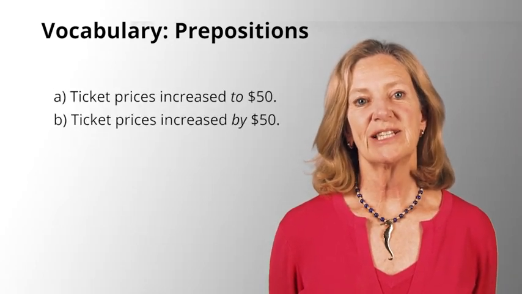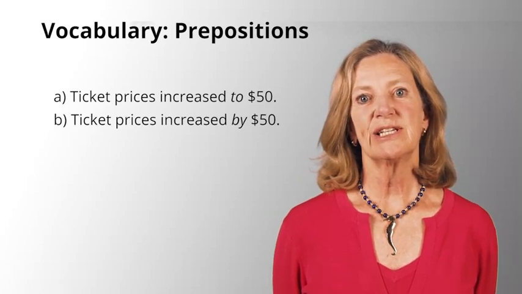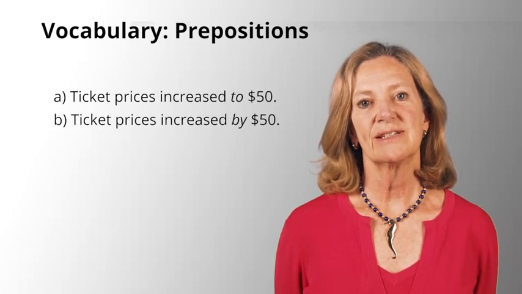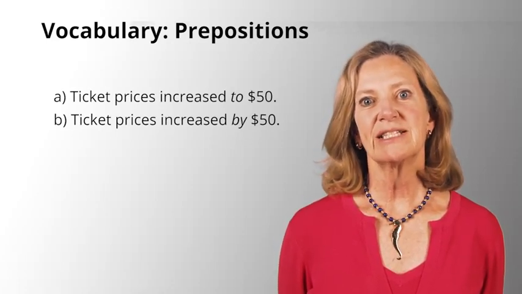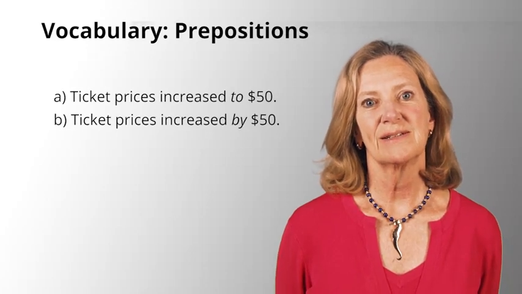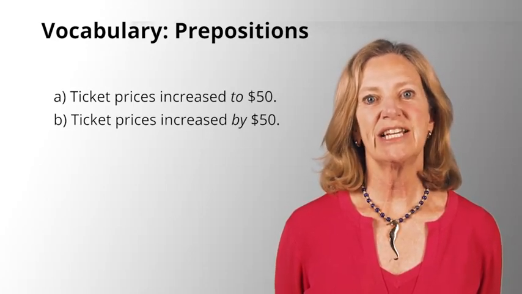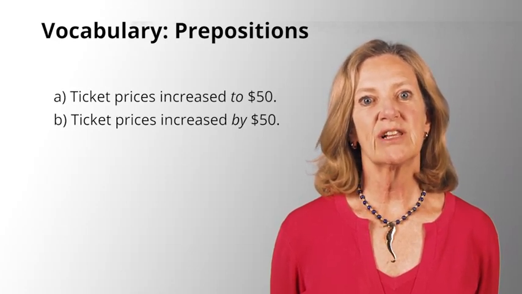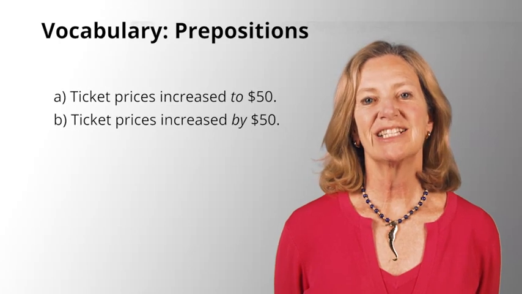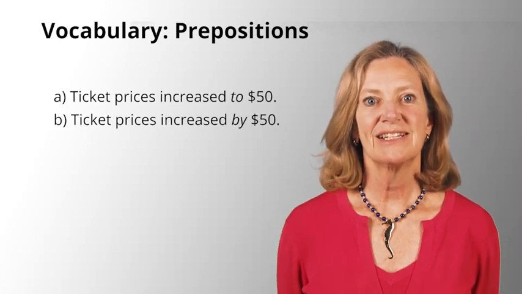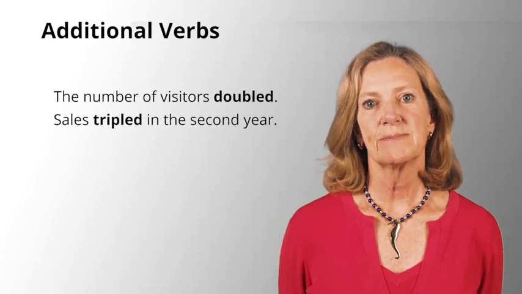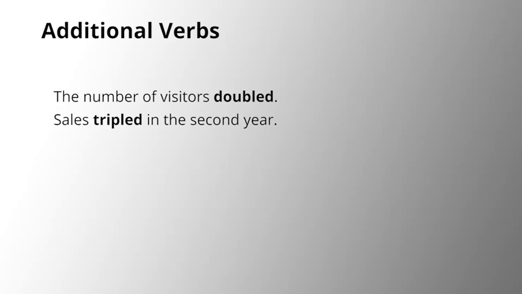Notice the difference in these two sentences. Ticket prices increased by $50. Ticket prices increased to $50. So in which sentence is the price now $50? Sentence B, because the price changed from one price to another. In sentence A, the price is now $50 more than it was to begin with, because it changed by $50. Sometimes you may be able to use these verbs that illustrate multiples. The number of visitors doubled. Sales tripled in the second year.